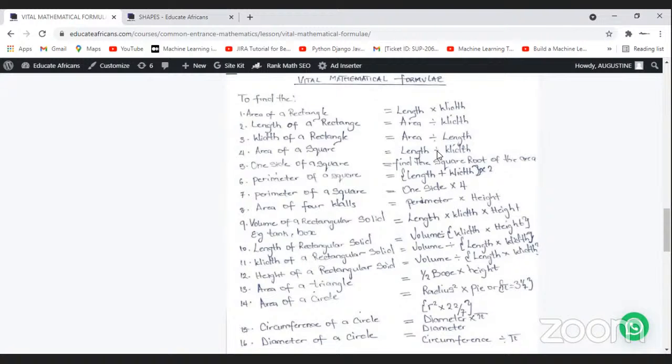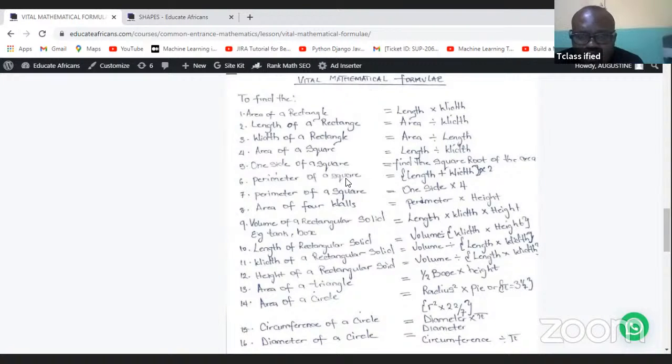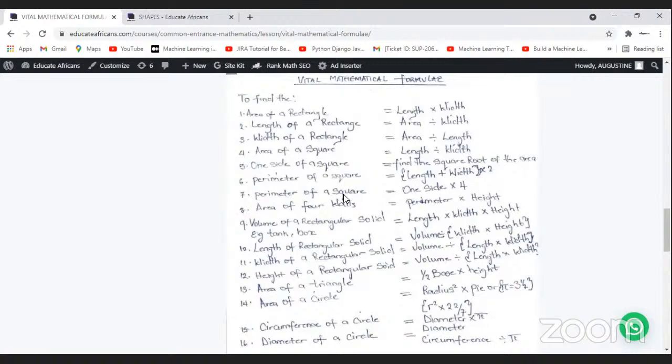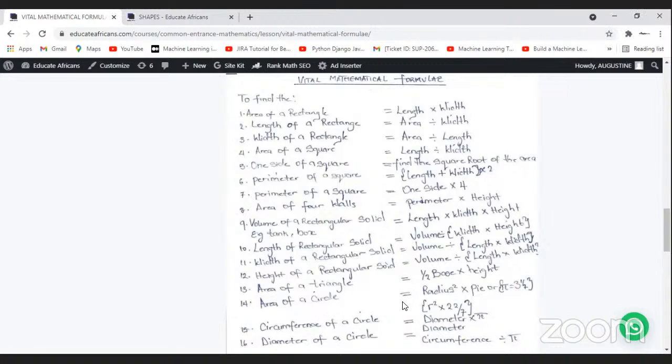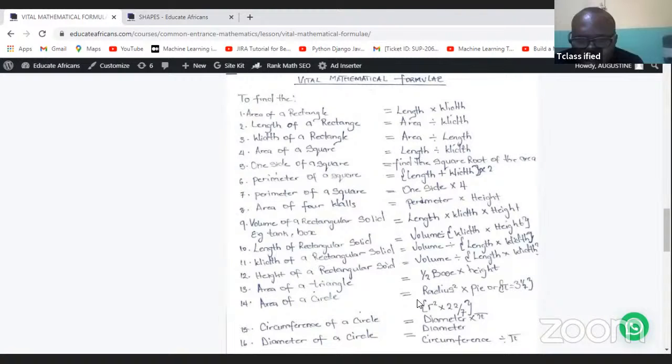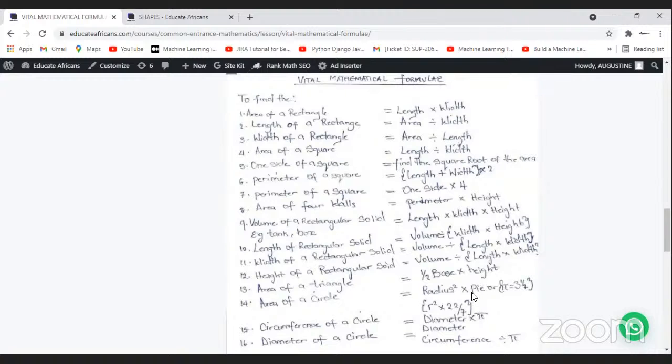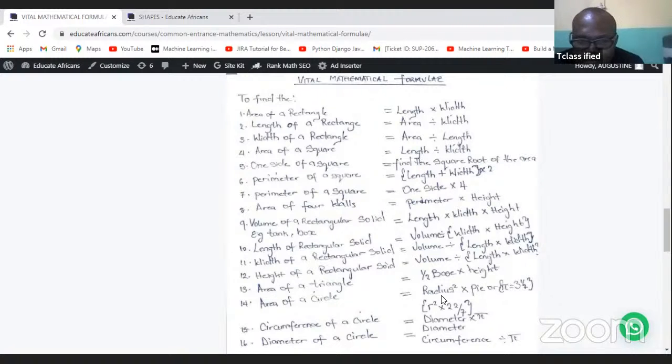Okay, sir. Okay, this is how you get the perimeter of a square. And this is how you get the area of 4 walls. This is the length of a rectangular solid. Area of a triangle, half base times height. Area of a circle: radius times 2 radius times pi. Yeah, this one is 2 pi r, or you say pi r squared for the area.